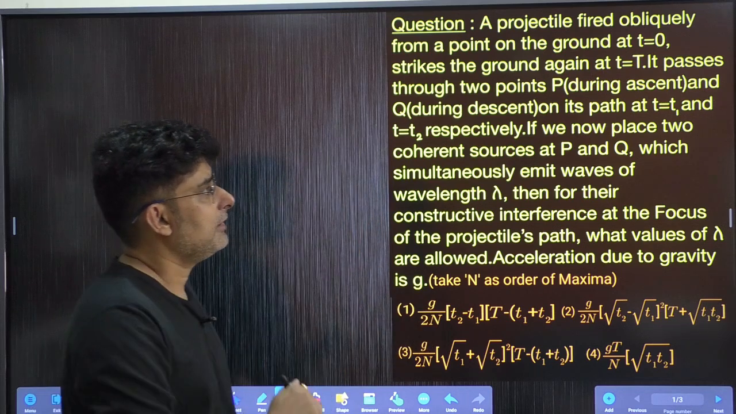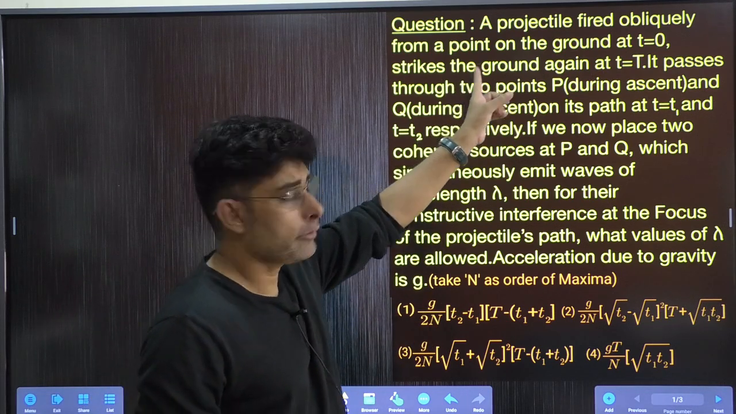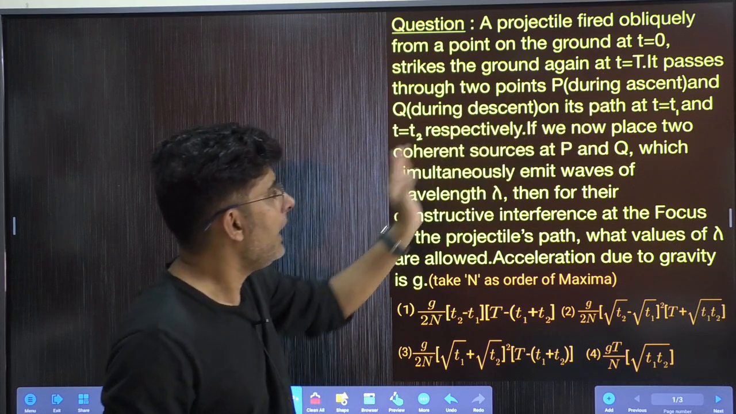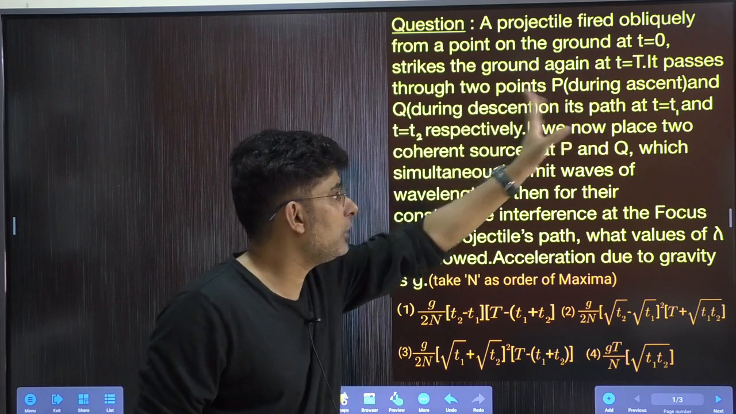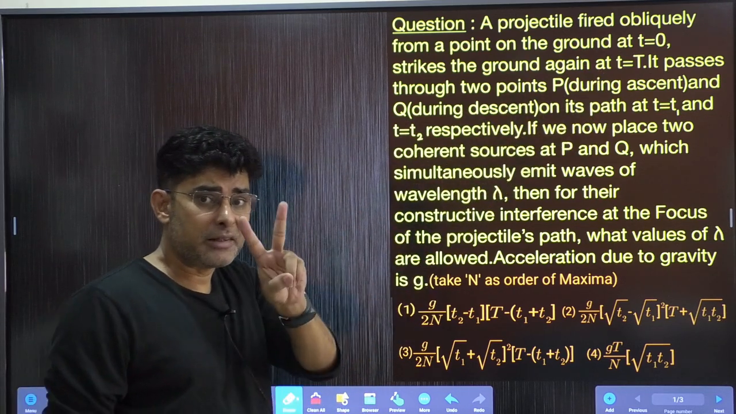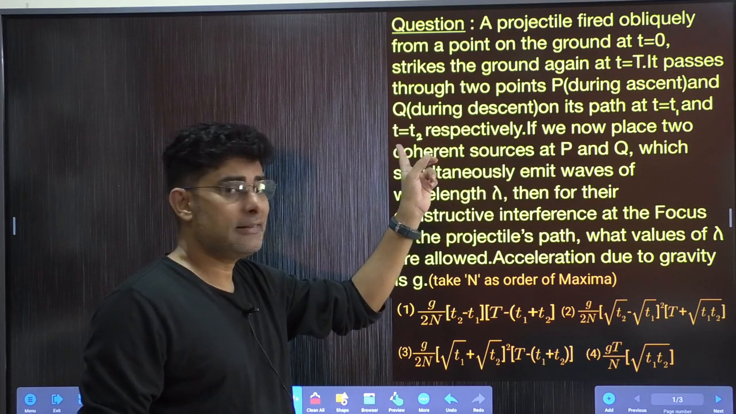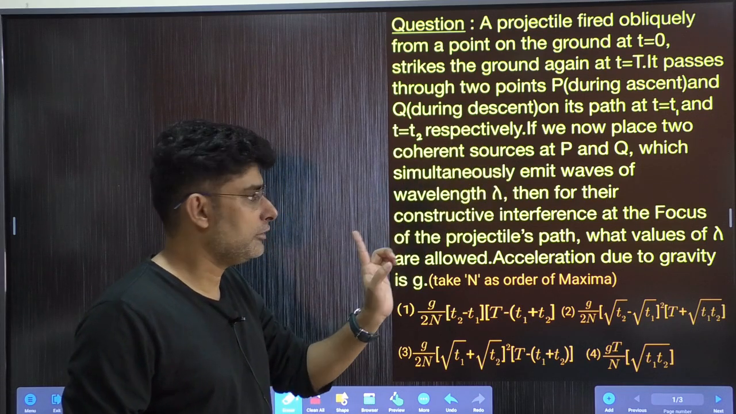So the question says that a projectile is fired obliquely from a point on the ground, the firing instant is t equals to 0 and it again reaches the ground at t equals to capital T. Now its path passes through two points P and Q, and they have given the time instants as t1 and t2 respectively for these two.